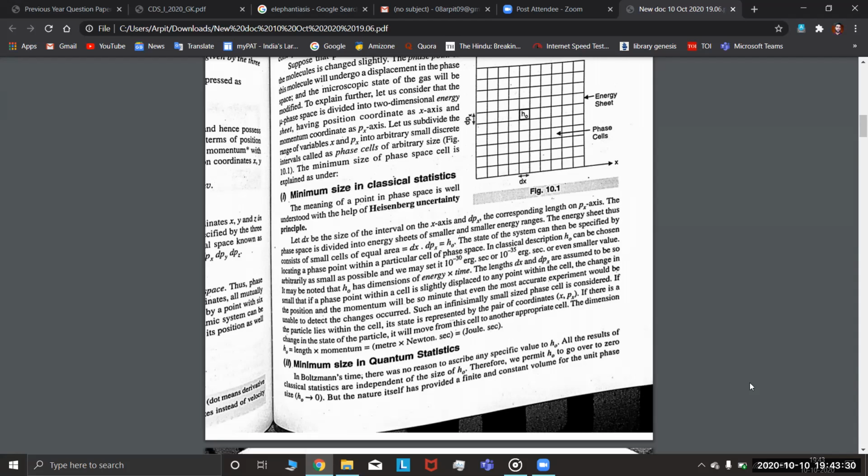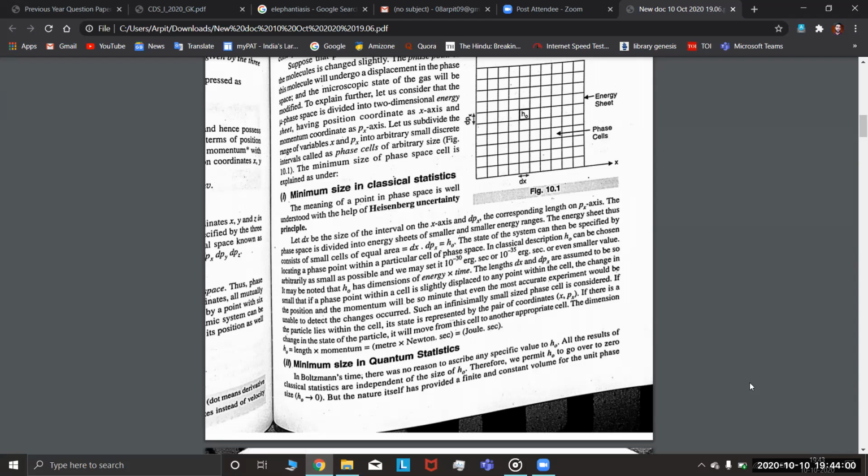The product of these two should be greater than or equal to h cut. And here we are saying that in classical mechanics, in this mu space, these small cells have an equal area, that is dpx into dx equal to h naught. So in this case, this h naught should be h cut, right, in the very particular case of quantum mechanics.